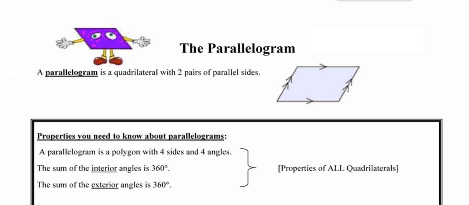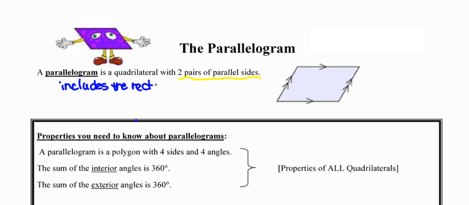In this video, we're going to take a look at the parallelogram with all of its properties. Now remember from middle school that what makes a parallelogram is that it has exactly two pairs of parallel sides. And there are lots of quadrilaterals out there that have two pairs of parallel sides. For instance, a rectangle has two pairs of parallel sides. So it is a parallelogram.